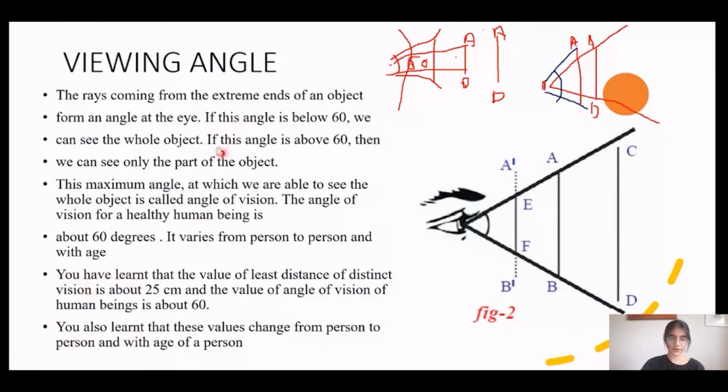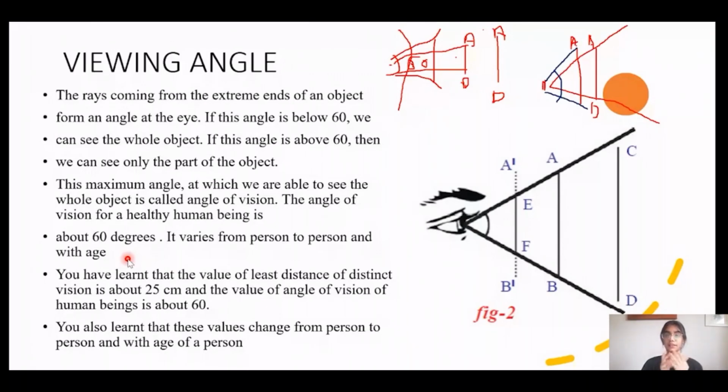Let's just say. So if the angle is above 60 degrees, then we can only see a part of the object. You will only be able to see exactly this part of AD when it is brought nearer to you. So now you have to take into consideration the viewing angle, which is 60 degrees, the maximum angle at which we are able to see the whole object. It is called the angle of vision. For a healthy human being, it is 60 degrees. But again, it will vary from person to person and from age to age.